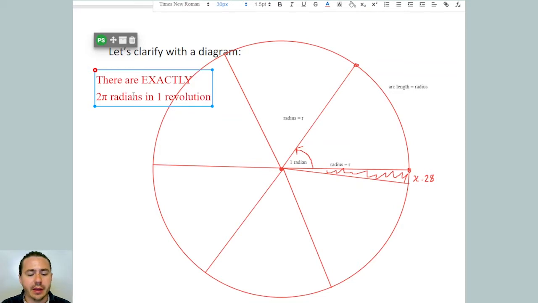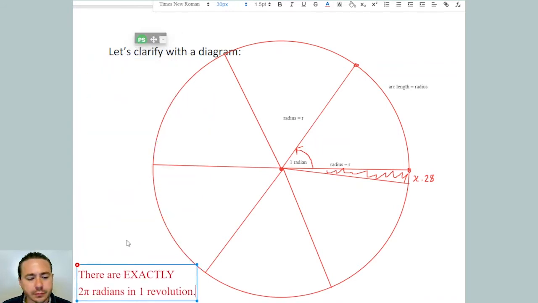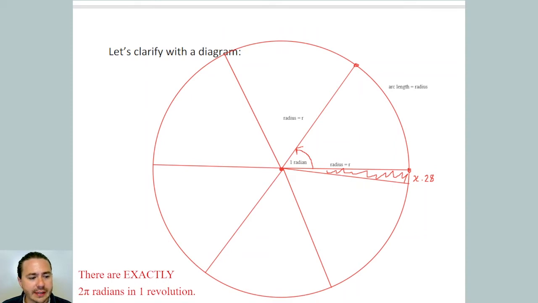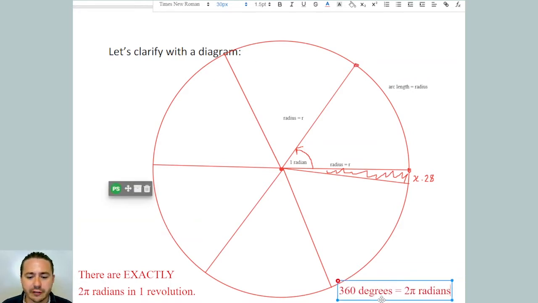So what does that mean? That means if you want to convert between radians and degrees, we know that 360 degrees is equivalent to 2 pi radians. So this conversion is similar to thinking like there are 12 inches in 1 foot. Well, there are 360 degrees in 2 pi radians. It's 1 full revolution.